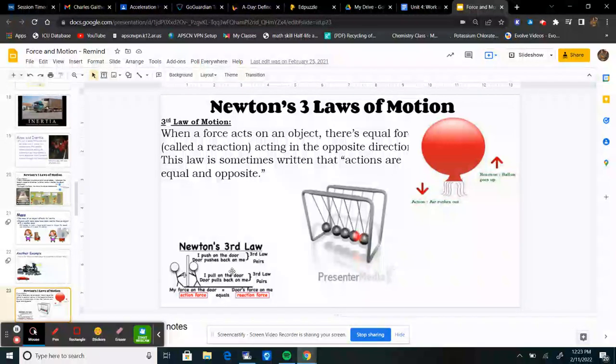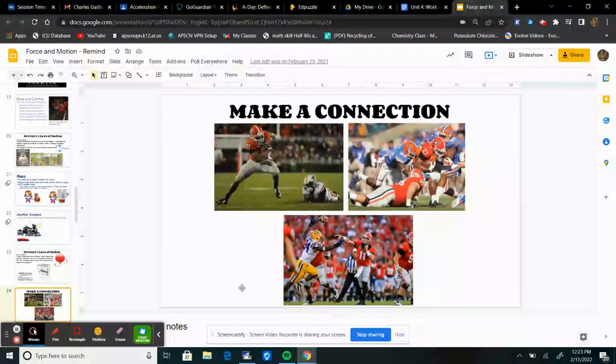So here in our bottom example, you have two people. One is on the inside of the door, one's on the outside. So one's pushing, the other one's trying to pull. So I push, the door pushes back on me. I pull, the door pulls back on me. So that means that something is acting upon it. You will have an equal force in the opposite direction. So that's going to be our main objective today, is to go through our three laws.